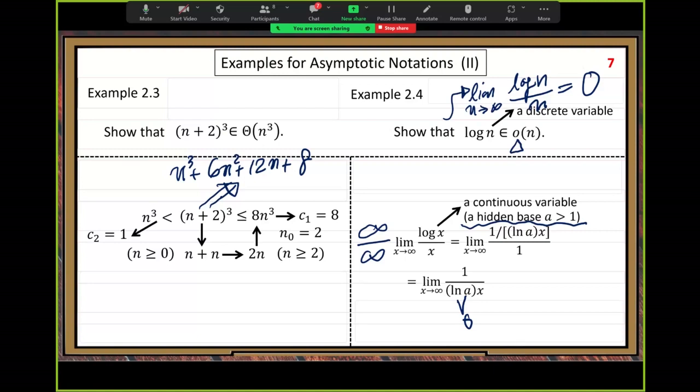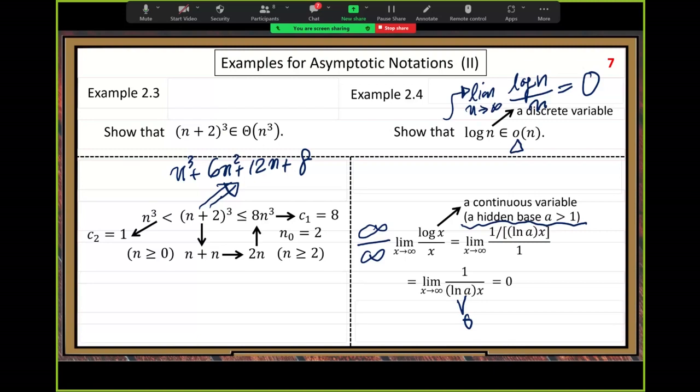So we just take the limit directly. When x goes to infinity, we have a positive constant times an infinitely large number. So 1 over the denominator becomes very large, an infinitely large denominator. So the limit is 0. If the limit is 0, can we say the log function belongs to little o?